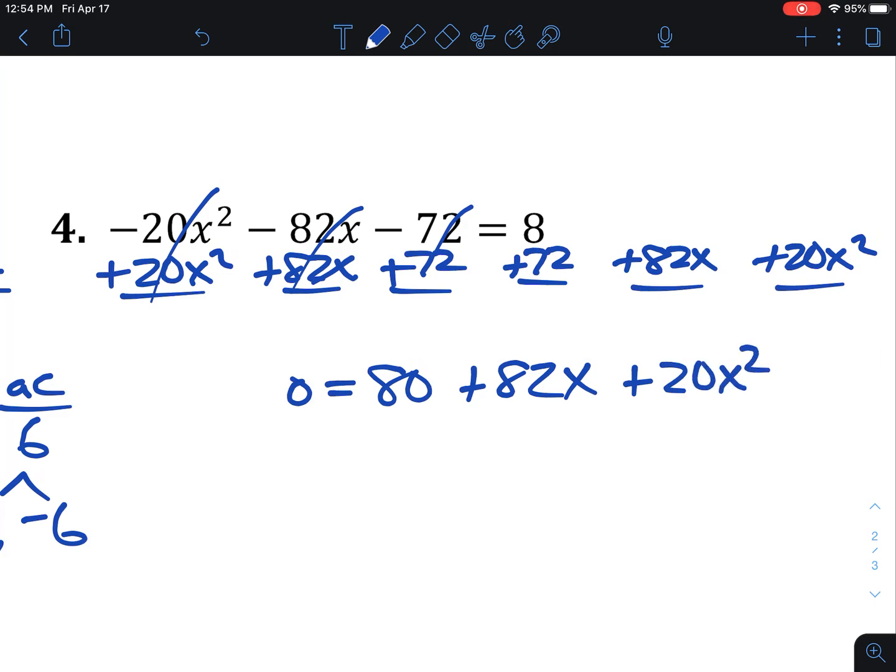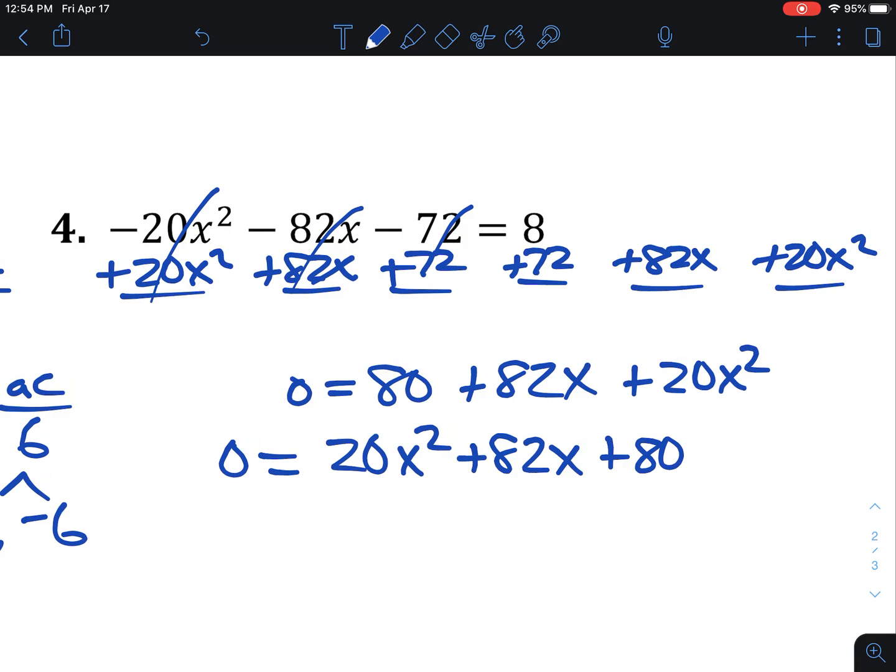This is not in standard form yet. Let's get it in standard form. Highest powers first, lower power next, and the smallest power at the end. Okay, a lot of big numbers here. Let's look for a GCF. It looks like they're all even. So 2 times 10x squared plus 41x plus 40.